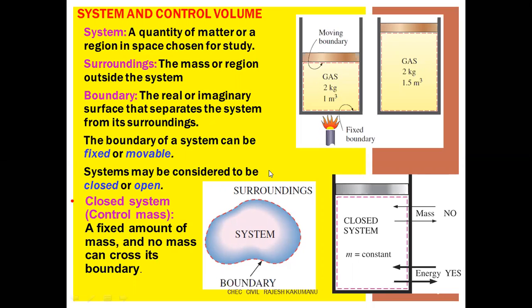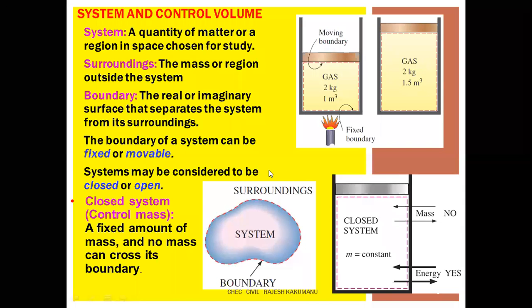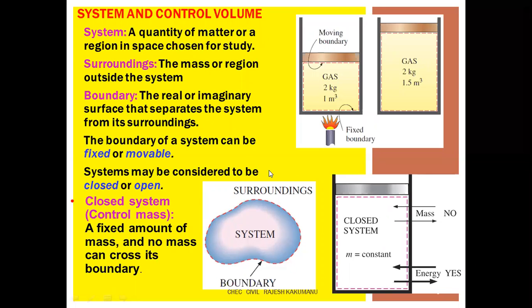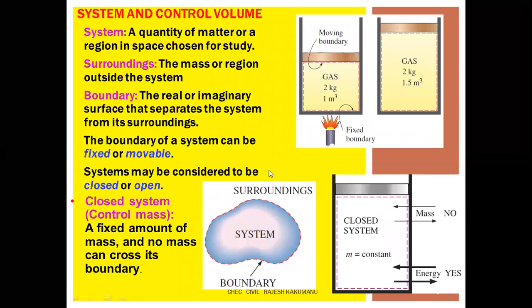Then the boundary of a system can be fixed or movable. For example, if you take your car going on the road, the car is the system, the surrounding is the road outside, and the boundary is the outer line of your car where you are sitting inside. It may be moving or movable. Next, systems may be considered as open systems or closed systems. There are only two types: open system and closed system.